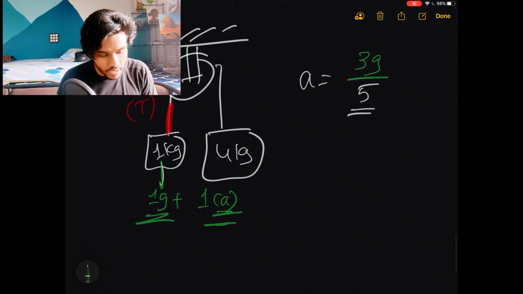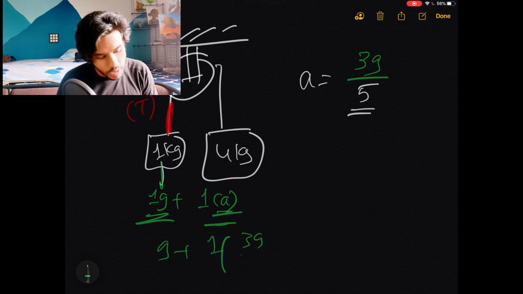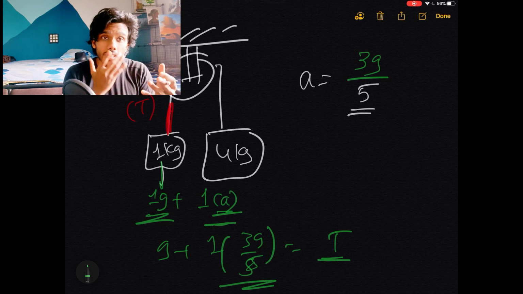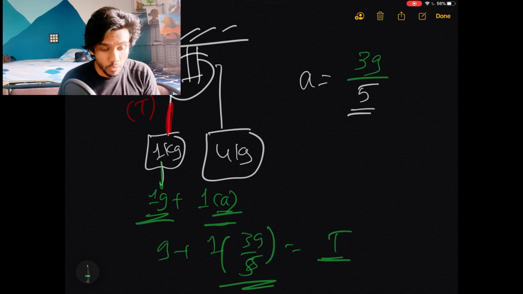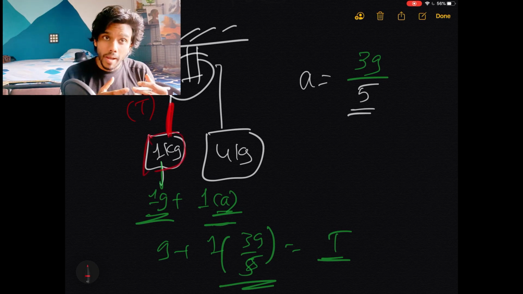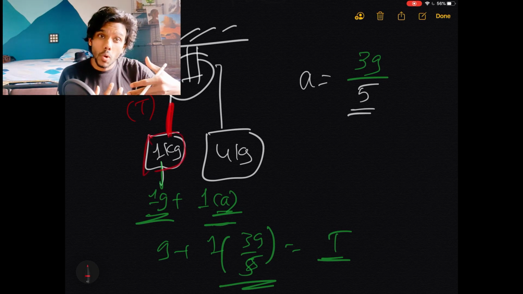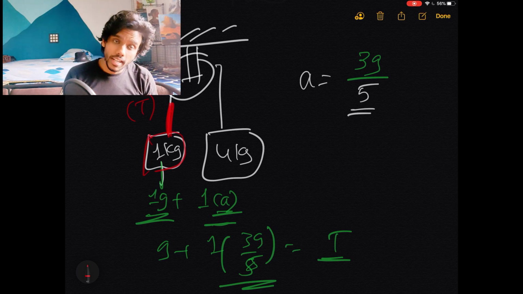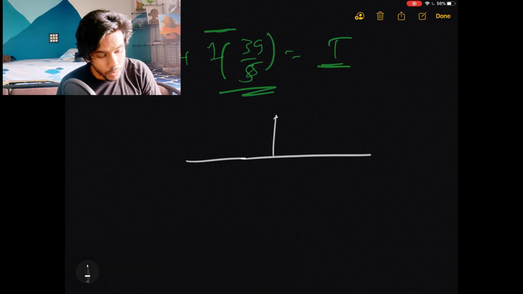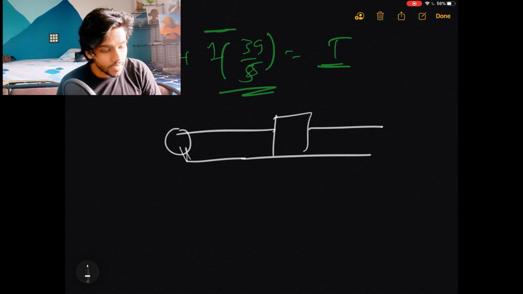So the minute you have it, g plus 1 into a, 3g by 5, that is the tension in the system. What you're doing is you're actually putting it in the equation, but when you practically feel that, what is this tension responsible for? This tension is responsible to balance the weight of the body and also accelerating the body. If you look at the problem from that angle, you will definitely be able to answer any of these kinds of questions.